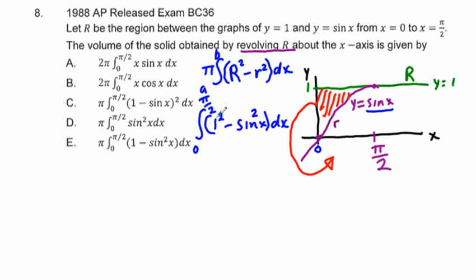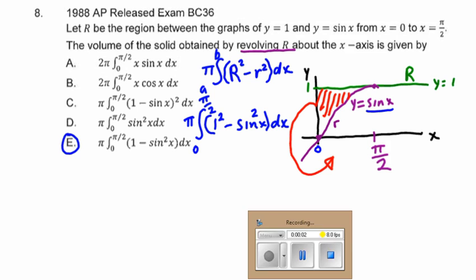So we've just laid it out, showed what it is, identified a top and a bottom function. And so it's readily apparent by now, when I remember to put this little pi out front, that our correct answer choice is E. Good luck with this and your other calculus problems.